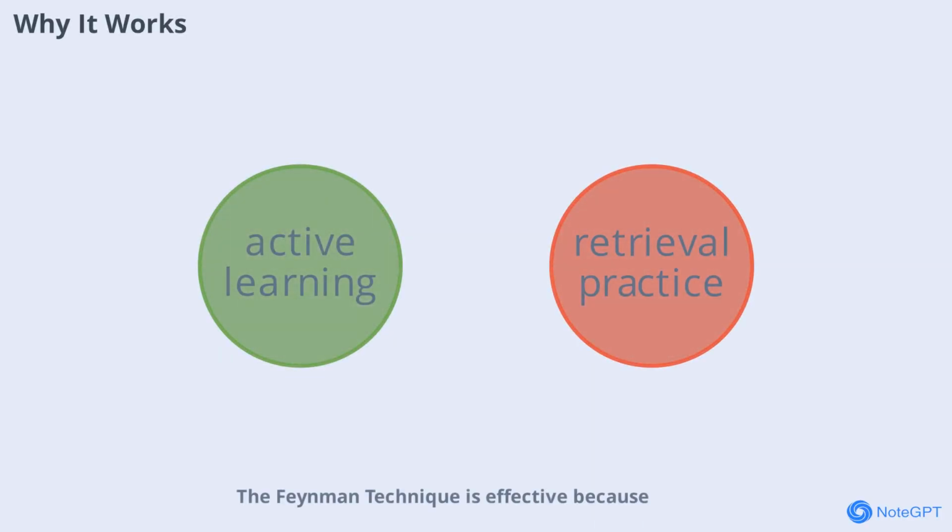The Feynman technique is effective because it's rooted in principles from cognitive psychology. It's an active learning method. You generate explanations instead of just reading. It uses retrieval practice, which strengthens memory by recalling information from your mind. It also encourages metacognition, or thinking about your own thinking, helping you judge what you know and what you don't. Finally, it promotes elaboration by connecting new ideas to what you already know, making information easier to remember and use.